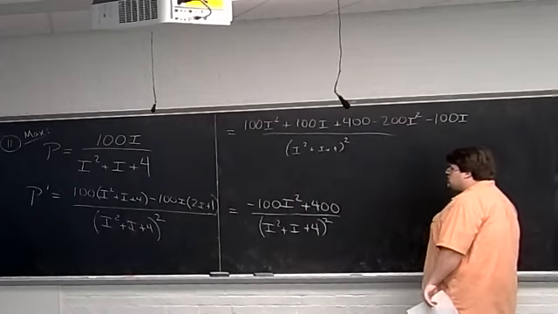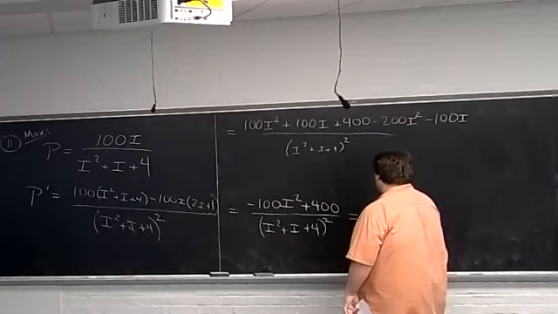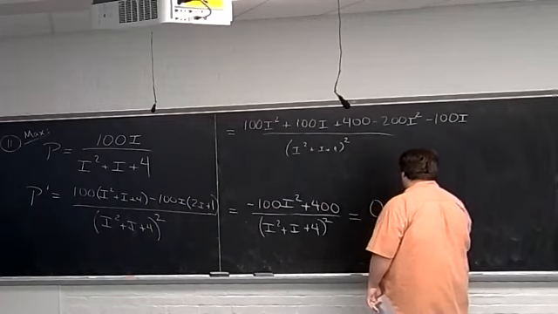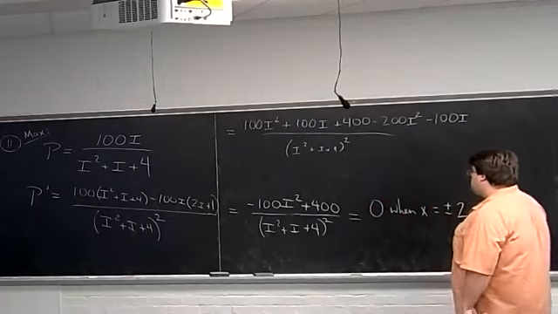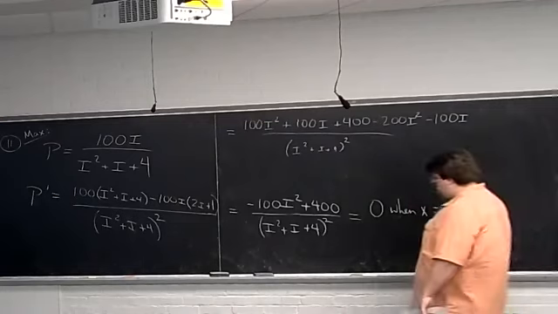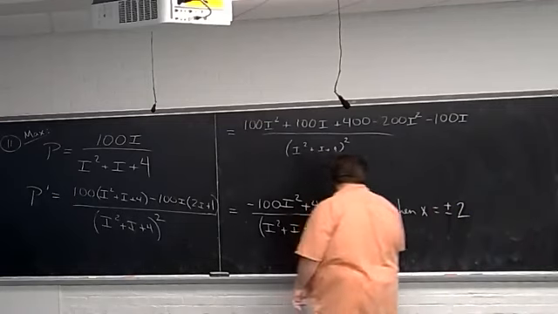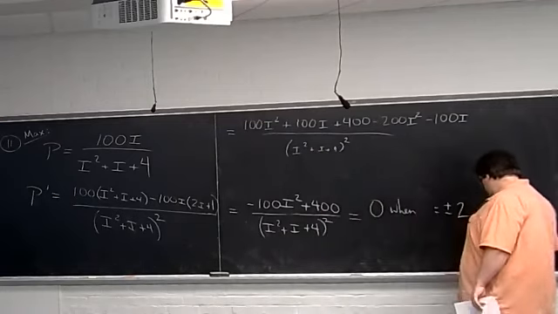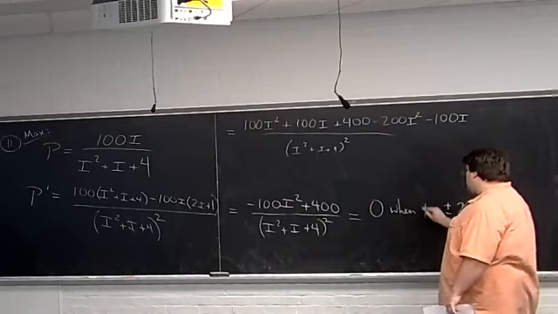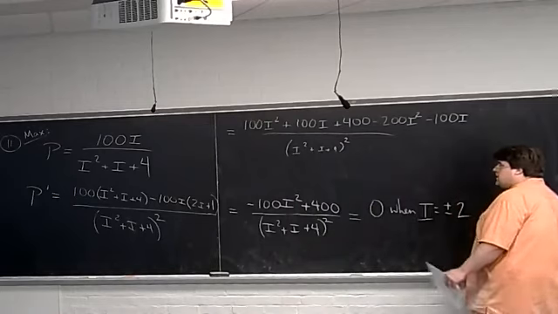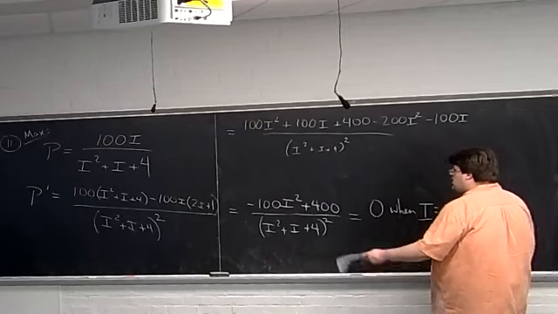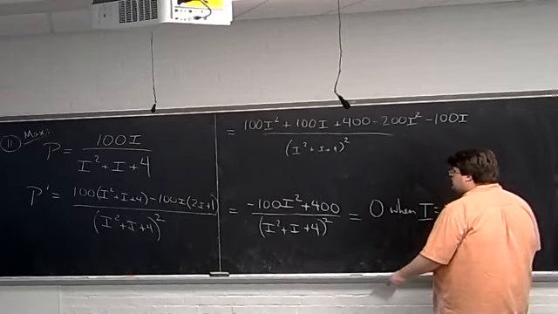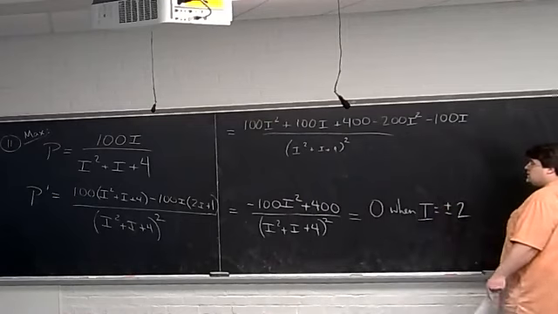We want where this is 0, where it's undefined. Zero when x is, see, I'm very used to doing calculus with x. Equals 0 when I equals positive or negative. If you set the numerator equal to 0, you get 100I squared equals 400. Divide by 100, I squared equals 4. I is positive or negative 2.